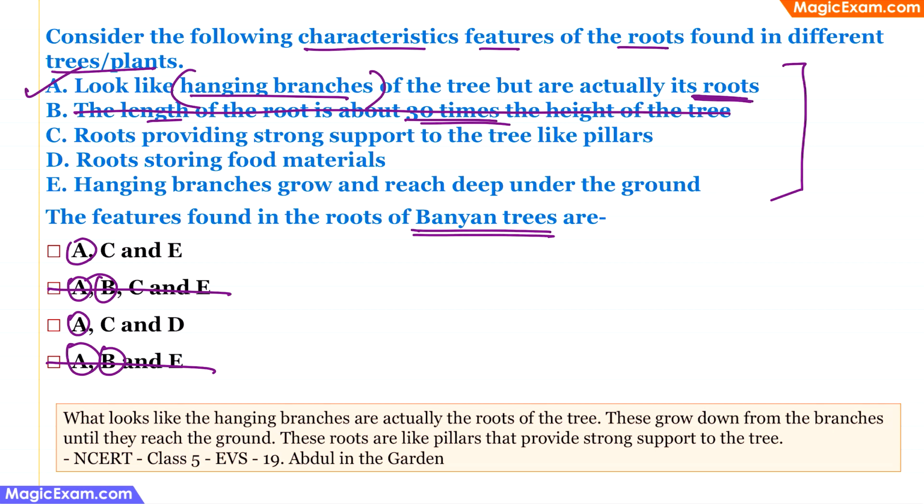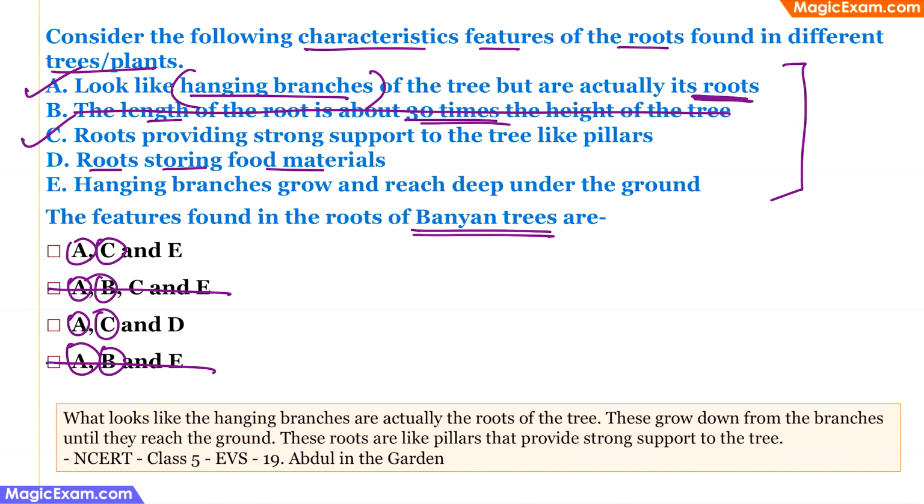Next, roots providing strong support to the tree like pillars. Now this is a correct statement. If you look at the roots of the banyan tree, which are actually growing from the branches and reaching into the ground, they work like pillars and they give support to the tree. Therefore, C is correct. Now both the remaining options have C in it. Therefore, it is correct. Next, roots storing food materials.